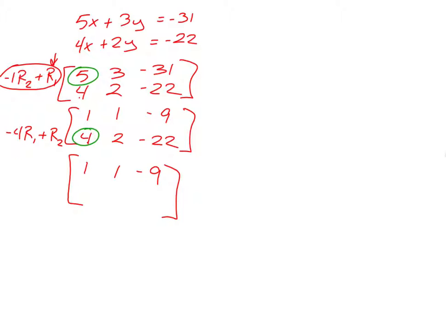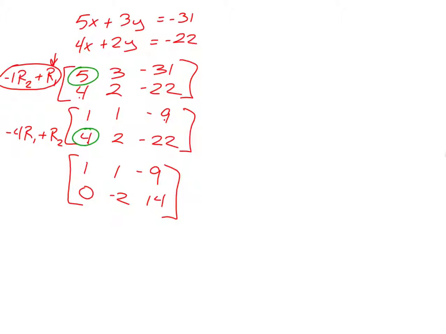So -4 times 1 is -4 plus 4 gives me the 0 I'm looking for. -4 times 1 is -4. -4 plus 2 gives me -2. -4 times -9 is 36. 36 and -22 is 14. So I have column 1 the way I want it. I have a 1 at the top, and everything else underneath it is a 0.